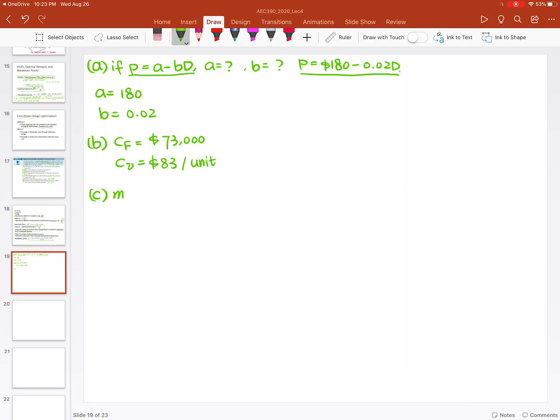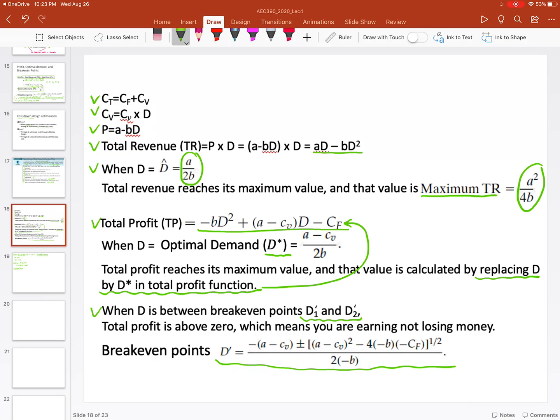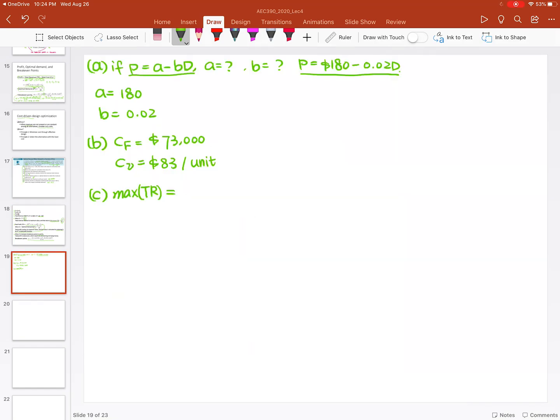Okay, question C. What is the maximum total revenue? Max TR. What is that? Based on the function formula, we know maximum total revenue is here, right? So it's A square over 4B. A square over 4B. What is A? A is 180 square over 4 times B, 0.02. Do the calculation by yourselves, and then you can get the number. The value is 405,000. That's the maximum total revenue.